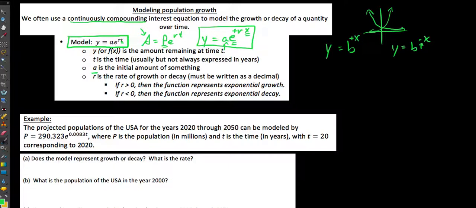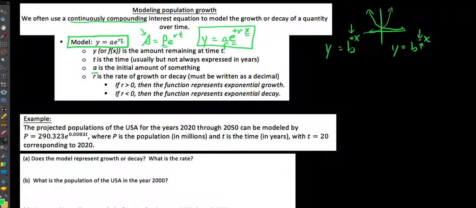So if the rate is positive, we represent exponential growth. If the rate is negative, it represents decay. How do I know if it's positive or negative? Usually they're going to tell you that the rate is some percentage, but then they use words like decaying or growing, and you have to assess the situation. Should I put a plus or a minus on this rate, depending upon what it's doing?